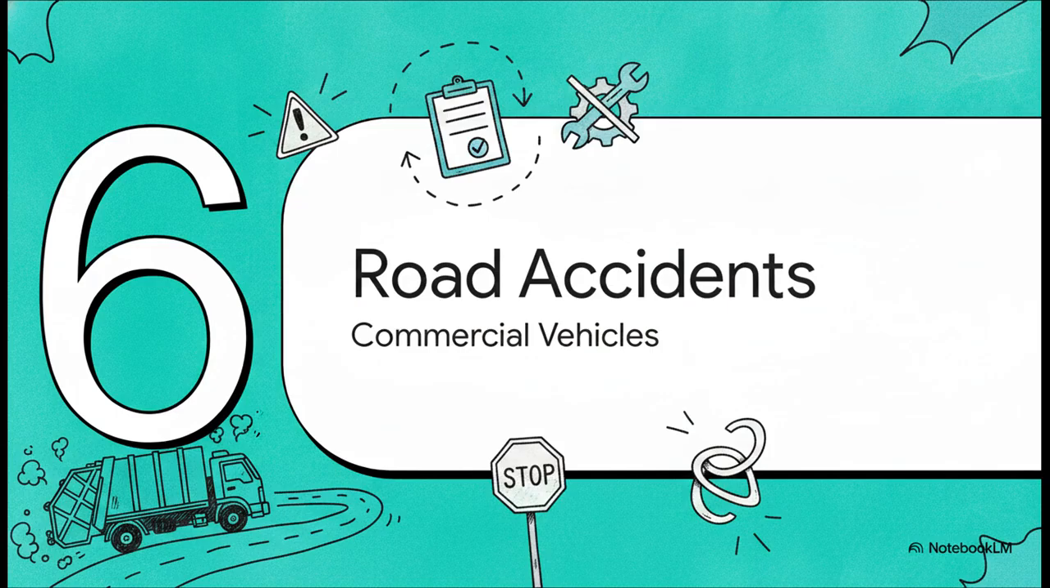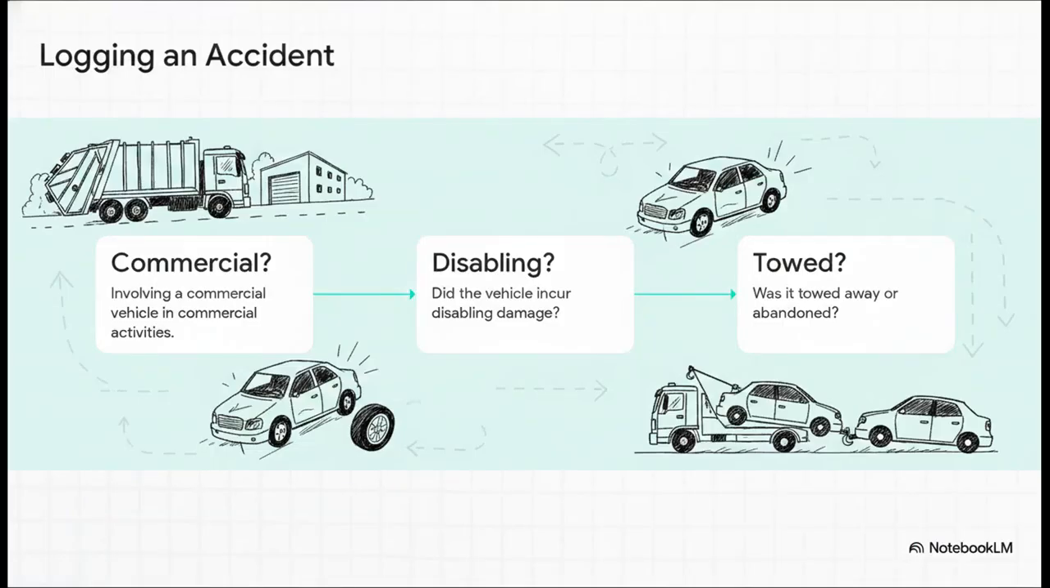Finally, let's move on to our last safety metric for this explainer, tracking commercial road accidents. Because transportation is such a primary hazard in waste management, it gets its own specific reporting category. To officially log a road accident under the standard, the event has to meet three specific sequential criteria. First, was it a commercial vehicle actively engaged in commercial activities? Second, did it result in disabling damage? And third, did that damage require the vehicle to be towed away from the scene or completely abandoned? If it hits all three, you've got a loggable accident.